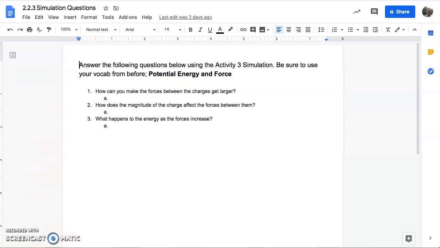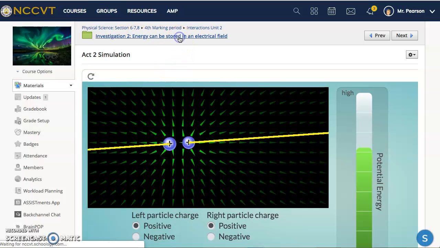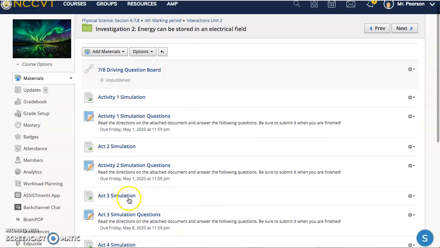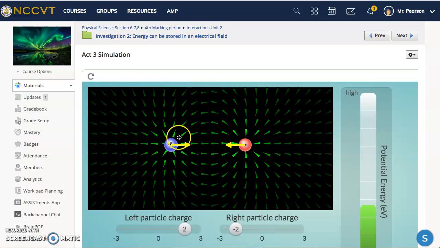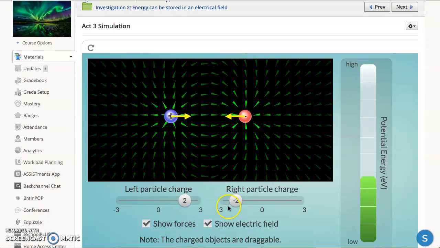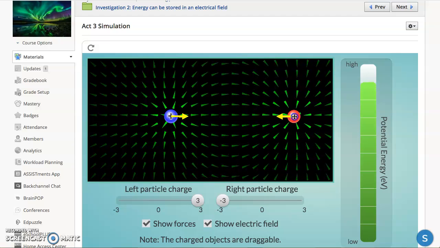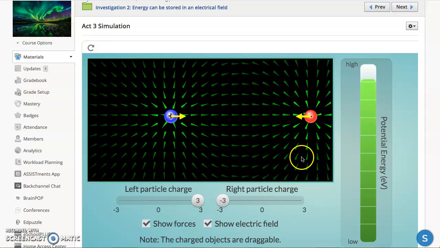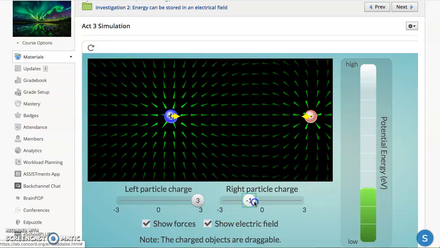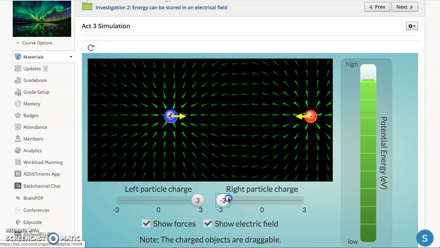Looking at the third simulation, very similar, except now we were looking at the magnitudes of the charges. So we have the same concept: if I have opposite charges and I move them away from each other, it gives me that high potential energy. But what happens as I change the magnitude of these charges?